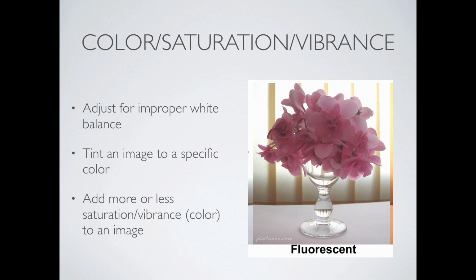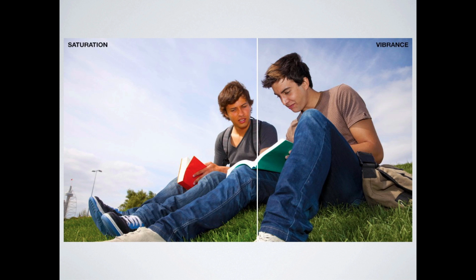Color, saturation, and vibrance are three big things. We talked about white balance last class, where something ended up too blue or too orange. You could make that color shift. You could correct it by eye back to what you wanted it to look like. You could tint an image to a specific color if you wanted to, if you were looking for something specific that way. You could add more or less saturation and/or vibrance. Now there's an important difference between saturation and vibrance that I want to show you, and I'll show you in the next slide. So saturation brings out the color in an image.